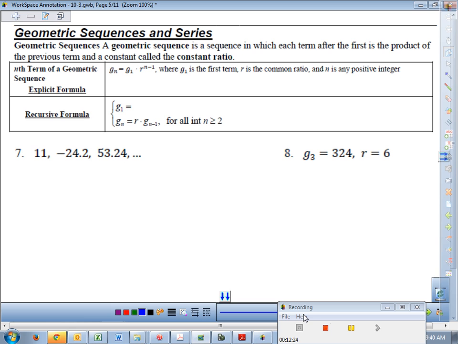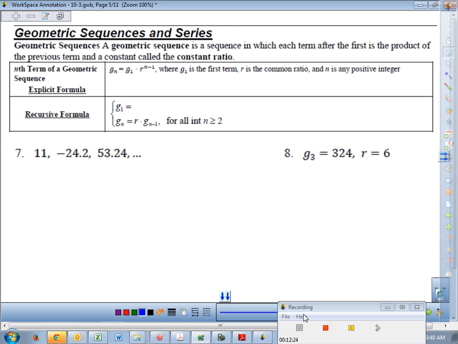Now some people are like, well, couldn't you work backwards? If they're getting multiplied by 6 every time, how do you go back instead? Instead of multiplying by 6, what could you do? Divide by 6. But what if I gave you the 35th term? Would you want to divide it by 6 34 times to get back to the first term? Would you want to even try that?